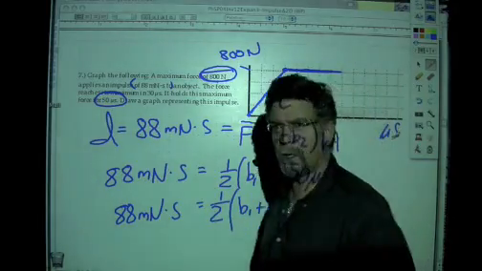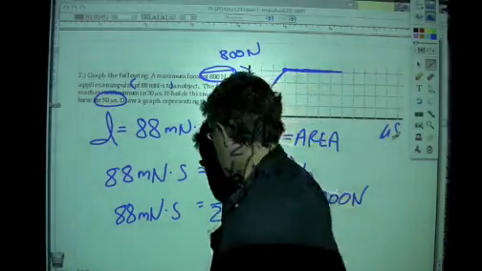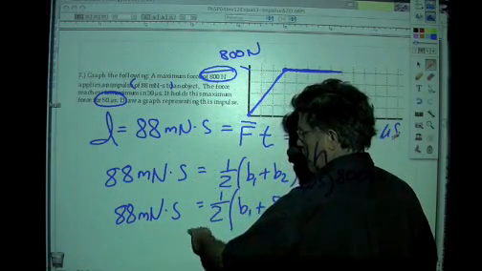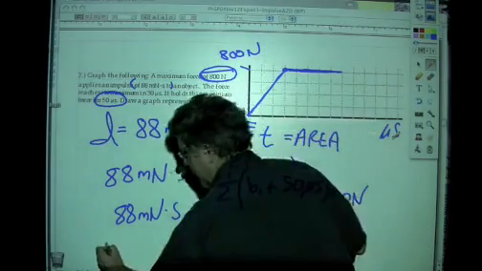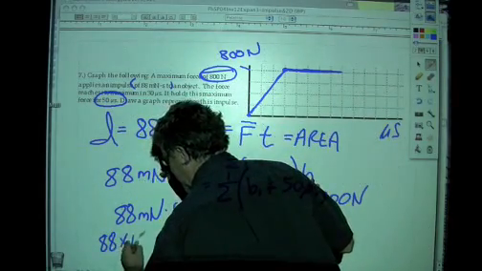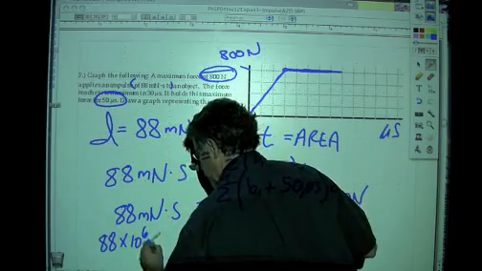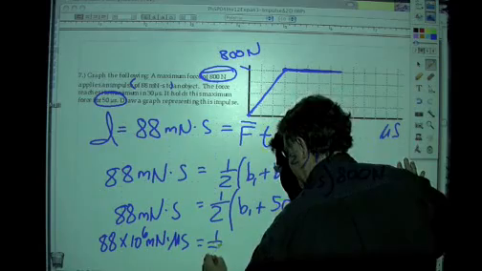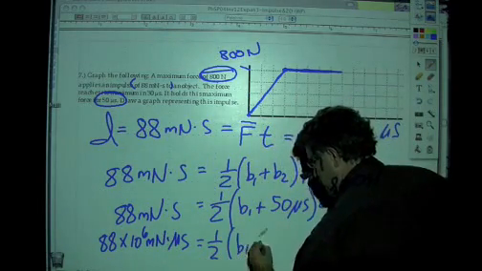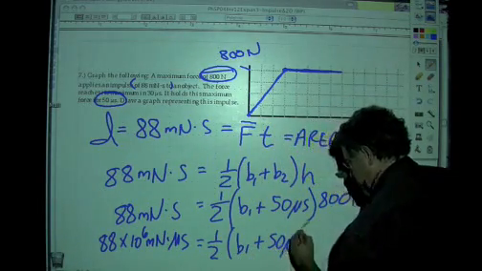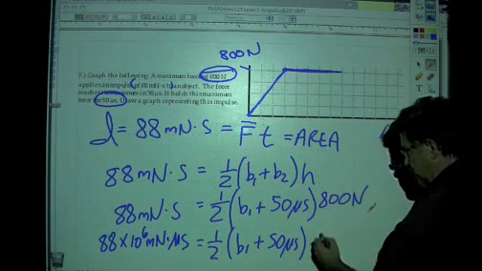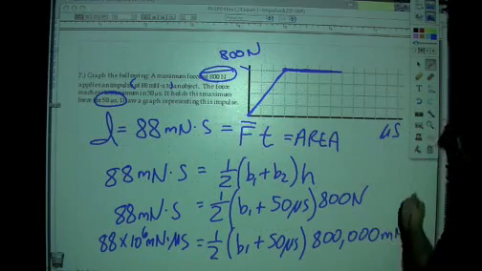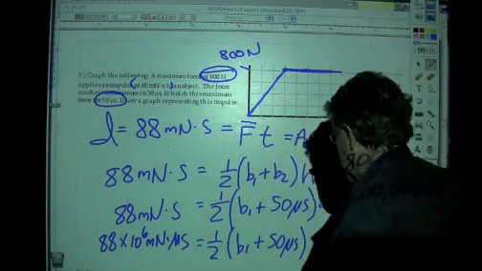All right, so I'm going to put this in terms of microseconds. So I'm going to be multiplying by 10 to the 6th microseconds per second, a little quick unit analysis. So that's going to put me at 88 times 10 to the 6th millinewton microseconds, and that equals 1/2 base 1 plus 50 microseconds times, and now I'm going to make this in terms of millinewtons, so that's 800,000 millinewtons. Whew. So now it's all over but the number crunching.